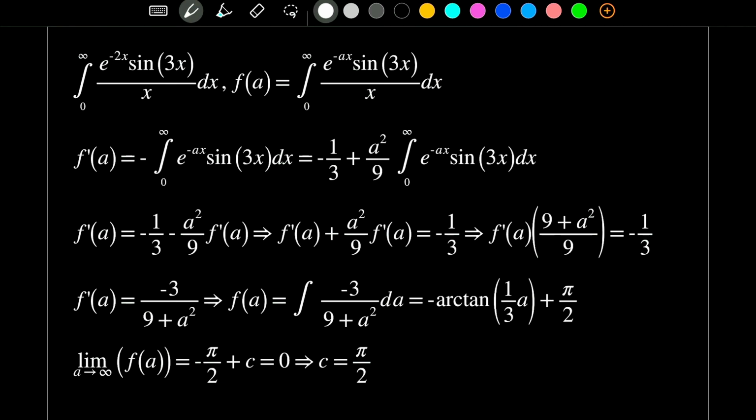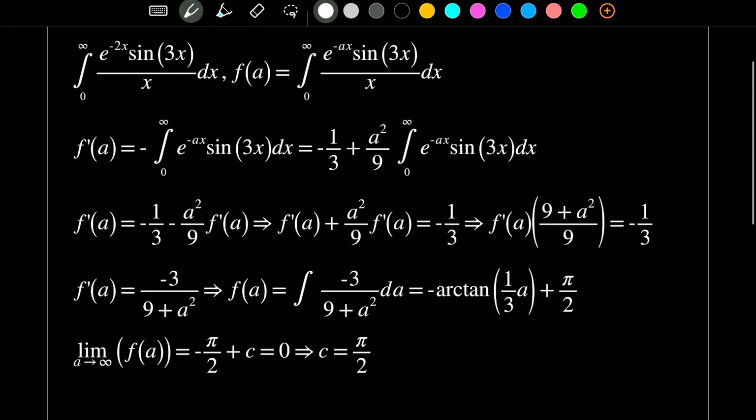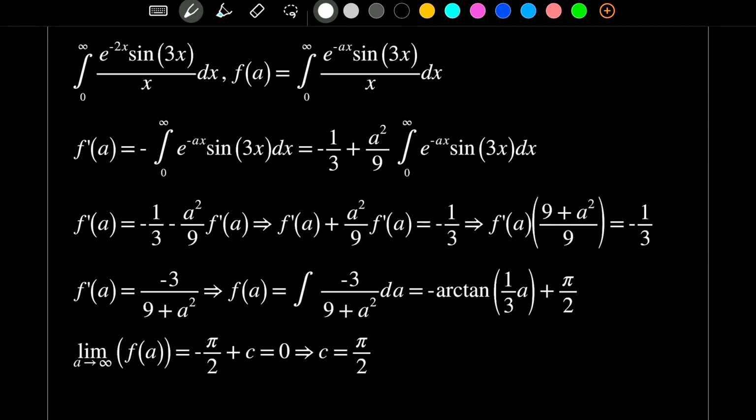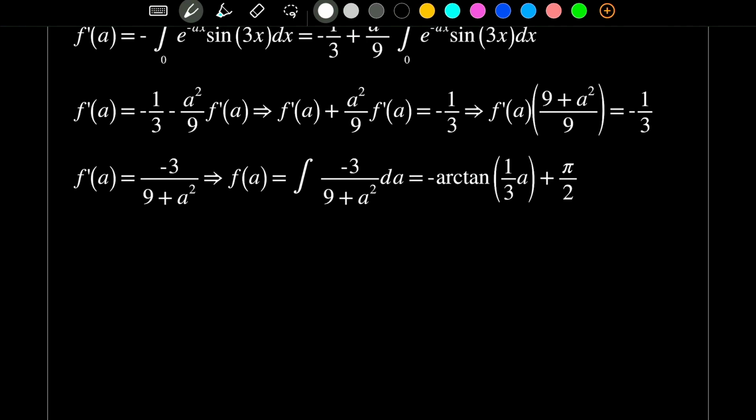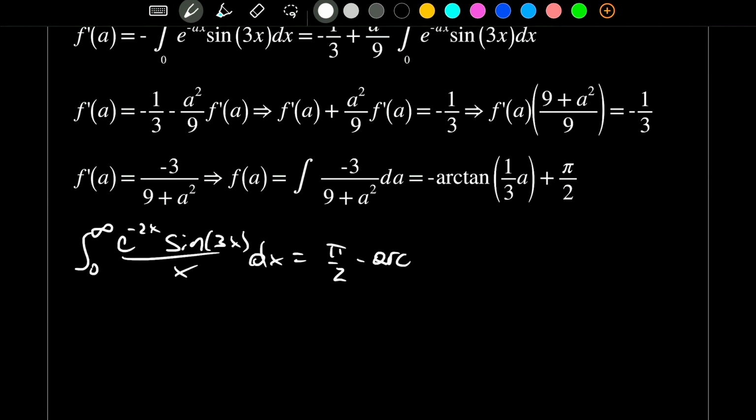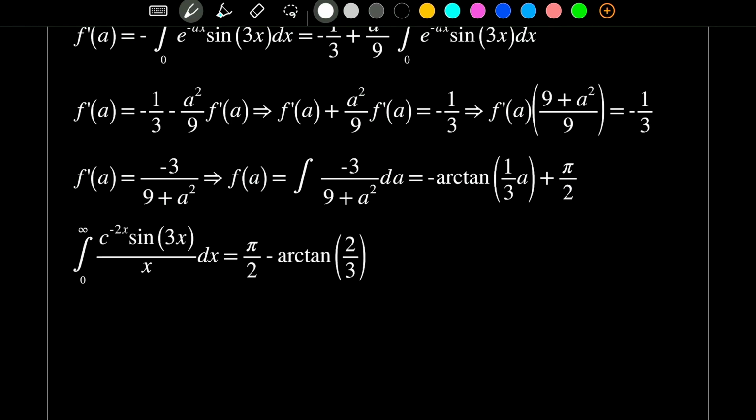And now we can just plug in whatever value of a we would like. In this case, we would like a equals 2. But again, we can plug in any value. So let's write down the integral that we actually needed. So the integral from 0 to infinity of e to the power of minus 2x times sine of 3x all over x dx is equal to pi over 2 minus arctan of 2 over 3. So a really nice answer here in a very generalized form.